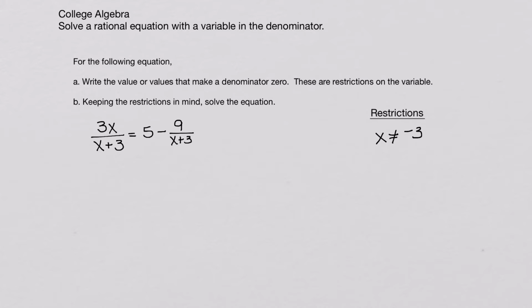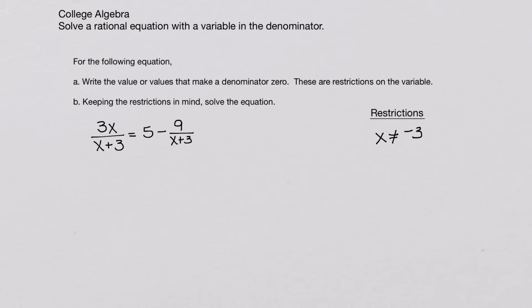Just move that into place. There you go. All right, so now I'll go ahead and solve the equation, and I want to multiply both sides of the equation by the common denominator. And in this case, that's x plus 3.